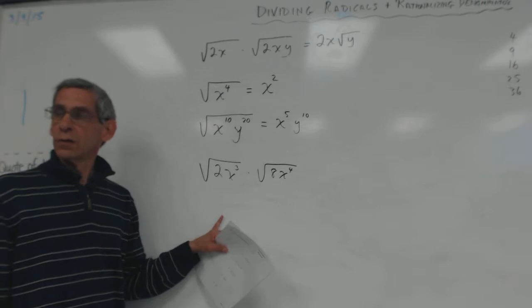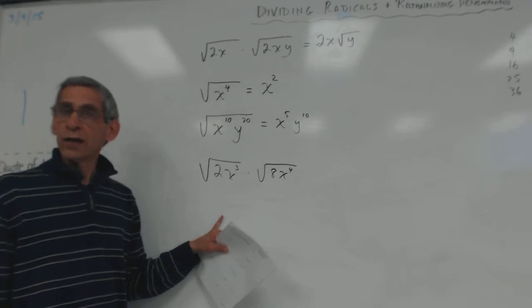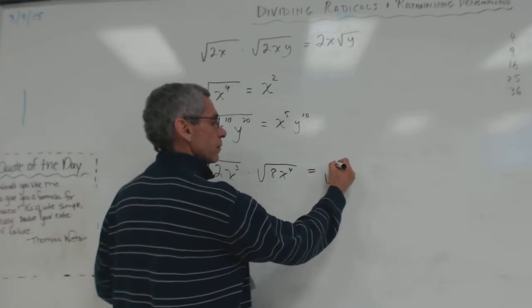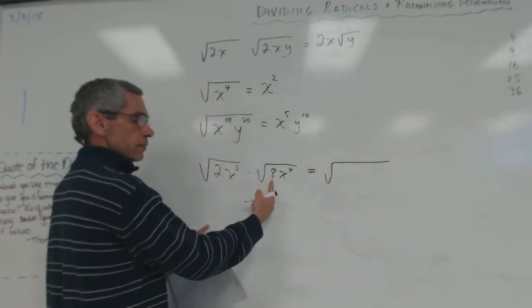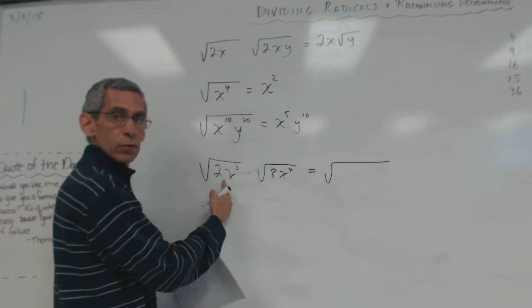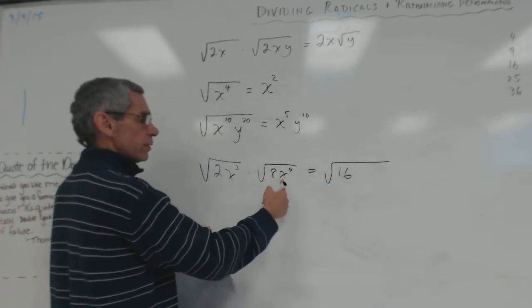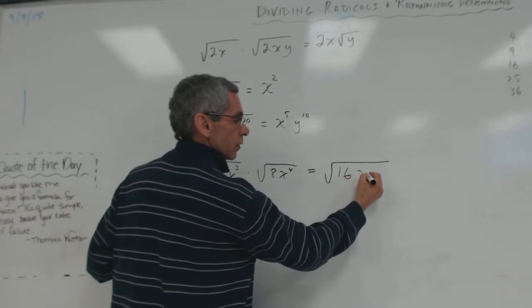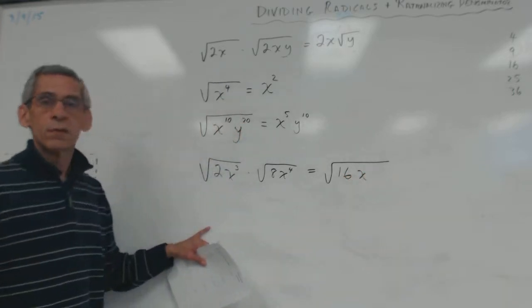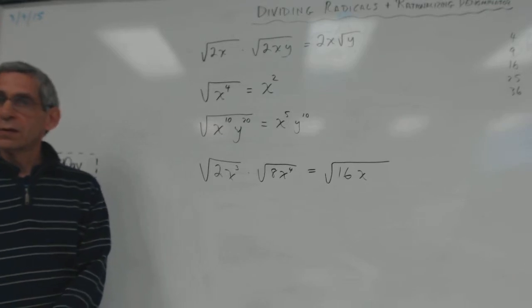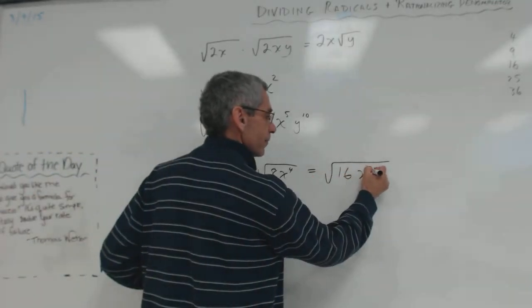What would that equal? I could put them under the same square root sign, right? Let's put it under the same square root sign. 10x. What's 2 times 8? 16. What is x to the 3rd times x to the 4th? X to the 7th, right?